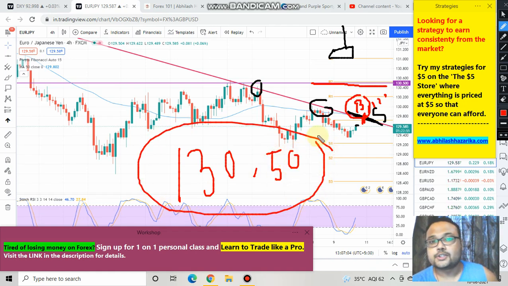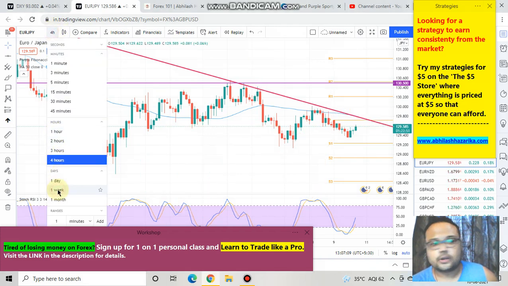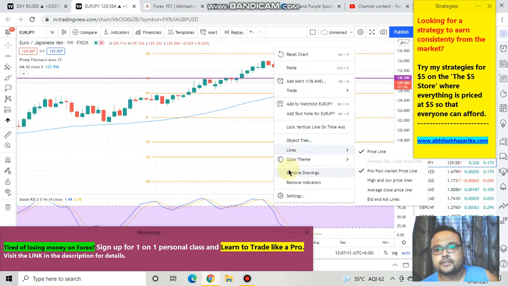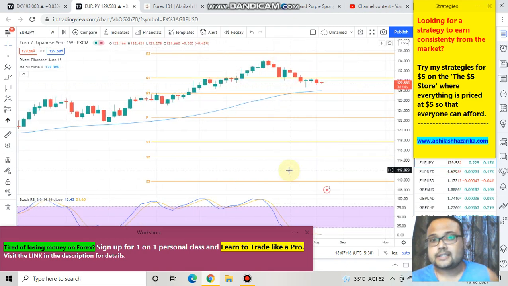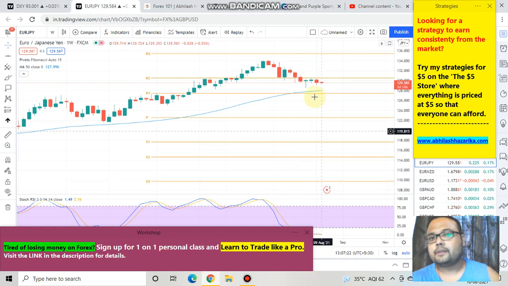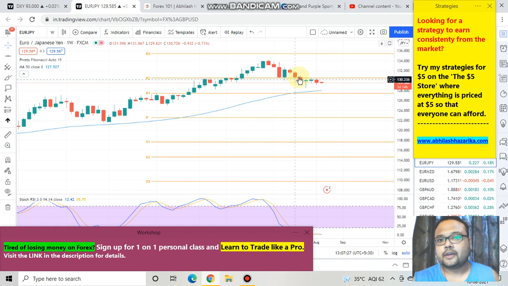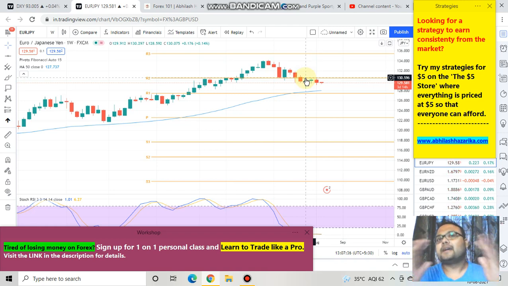130.50 is a strong resistance for the market from the weekly chart. Let's go to the weekly chart once and see how it is doing. So this is the weekly chart, and as we all know, the weekly chart is a very important chart because it belongs to the institutional traders, the big players, the big boys. And here you can see that for almost 1 month, 3 weeks, the market is struggling to cross this level, and 130.50 is not allowing the market to go up. So try to understand the market psychology here.